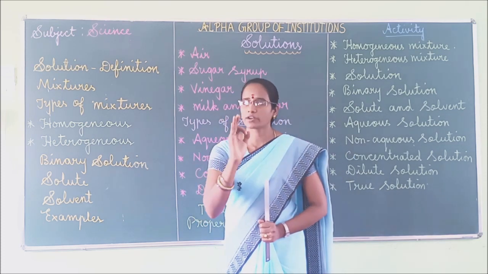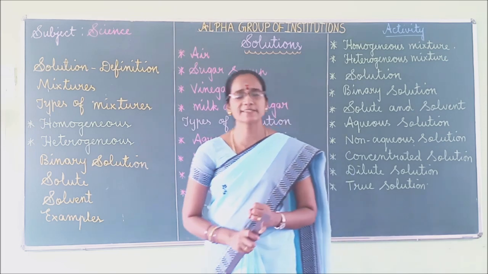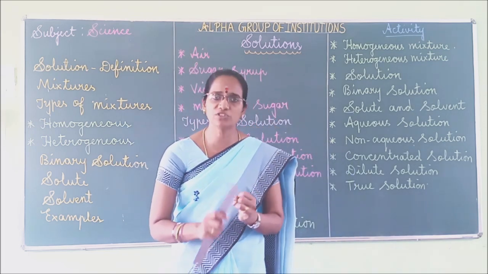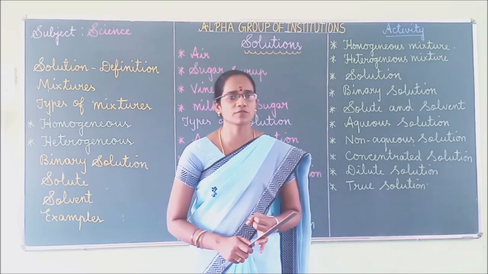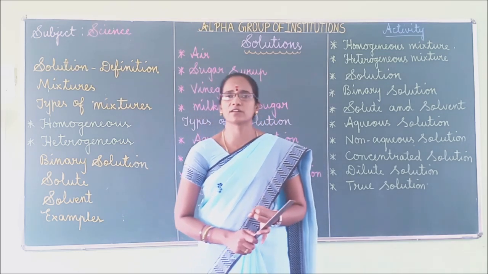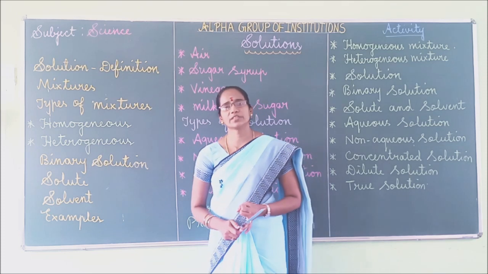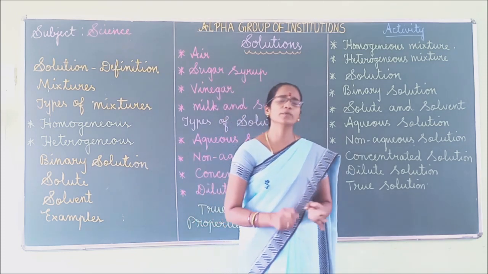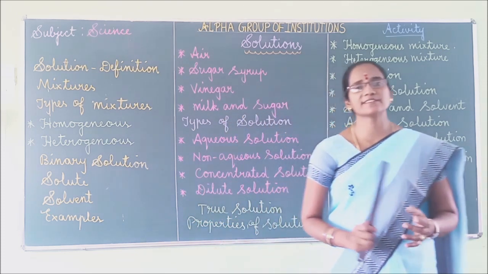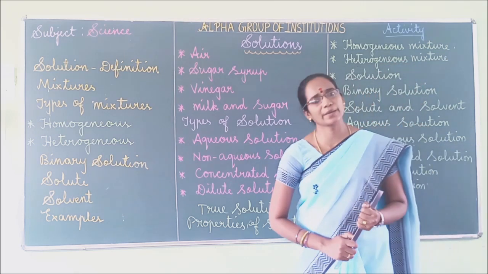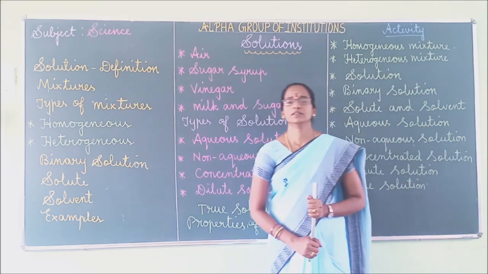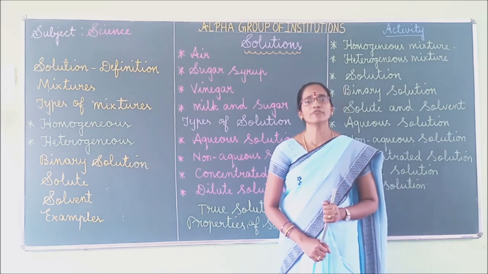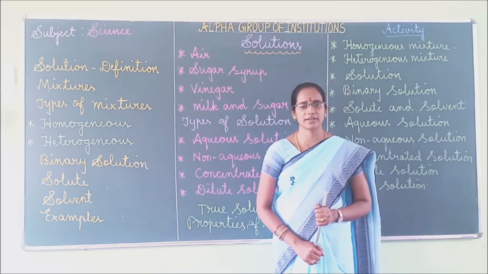Got it? So what are the three properties? One is a solution is a homogeneous mixture. We cannot see the particles. The particle size of solution is very small. We cannot see it by naked eyes or with the help of an ordinary microscope. Solution is always transparent in nature. It may be either colored or colorless. These are the different properties of solution. Got it, children? Right.